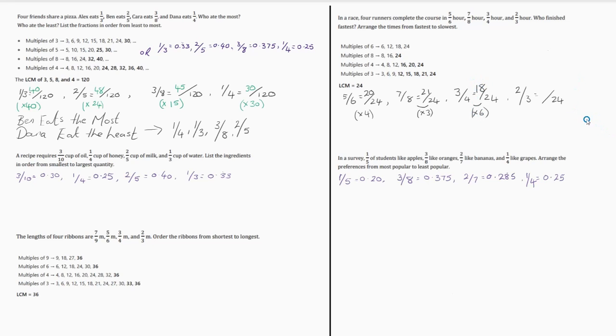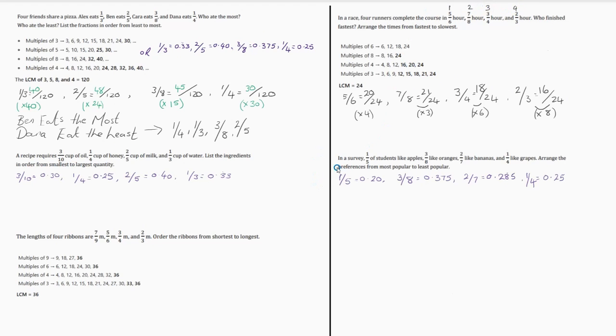And then finally, times 8. And 2 times 8 is 16. Brilliant. Now, let's answer the questions. Who finished the fastest? Well, there's no names on that, just 4 runners. So let's class that as runner 1, 2, 3, and 4.